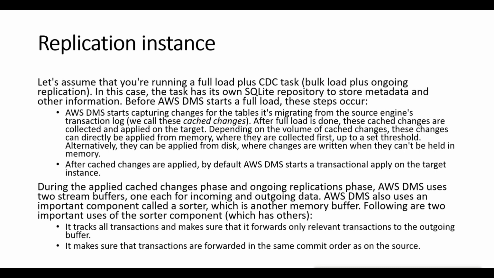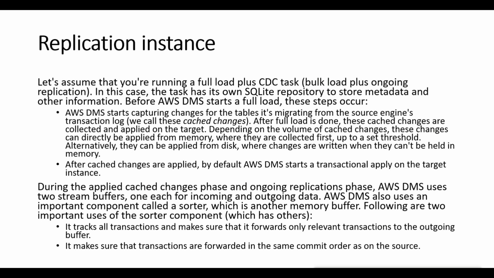Depending on the volume of the cached changes, these changes can directly be applied from memory, where they are collected first up to a set threshold. Alternatively, they can be applied from disk if your data volume is much higher, where changes are written and where they can be held in memory.